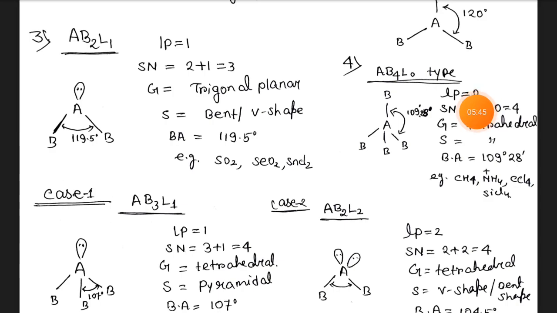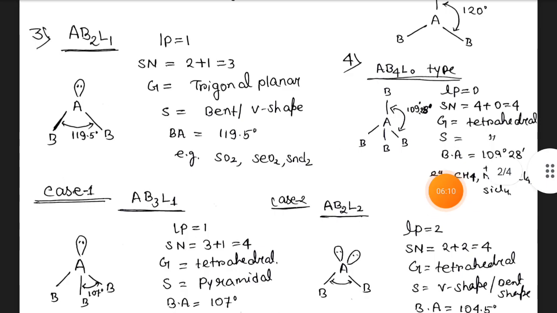Next representation, AB4L0 type. Here the lone pair is 0, so the steric number is 4 plus 0, equal to 4. Geometry and shape are the same because the lone pair is 0, so both are tetrahedral, and the bond angle is 109.28 minutes. Examples are methane, ammonium, CCl4, SiCl4. This is a tetrahedral molecule.